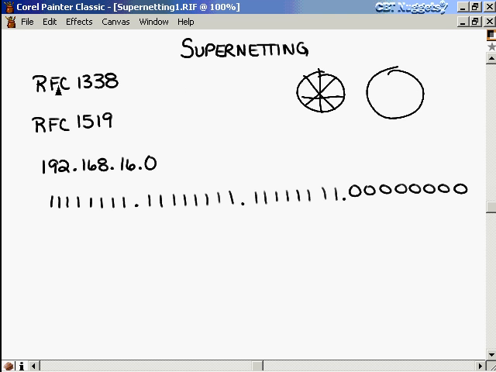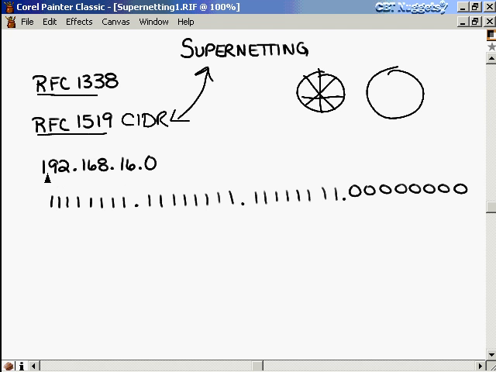First of all, supernetting is defined first in RFC 1338. Then later, RFC 1519 came along, made a couple of adjustments, a little improvement to it, and it was known as CIDR, which is Classless Interdomain Routing. And so you're going to hear both of these terms interchanged in different literature, but they both mean the same thing, and I'm going to explain that concept to you right now.